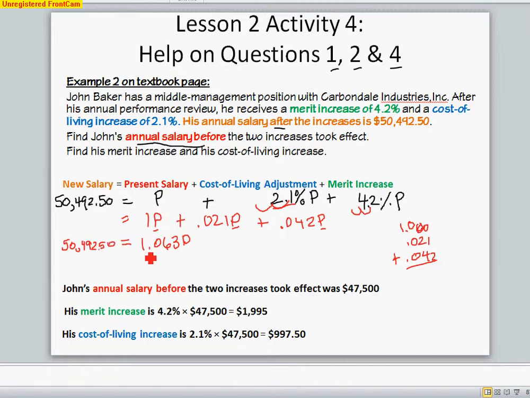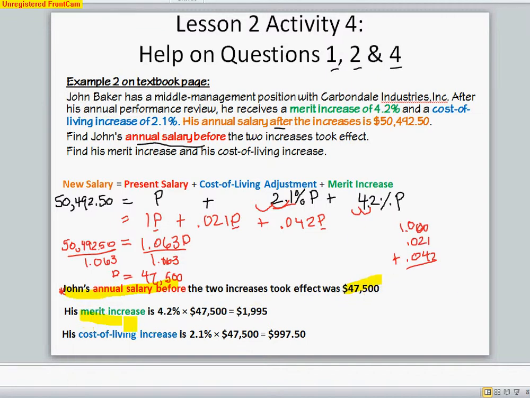Last step is we divide out this 1.063. And that's going to give us P equals 47,500 when you do the division, which I have right here. So what the P means again is his present salary. In other words, John's salary before the 2 increases was 47,500.